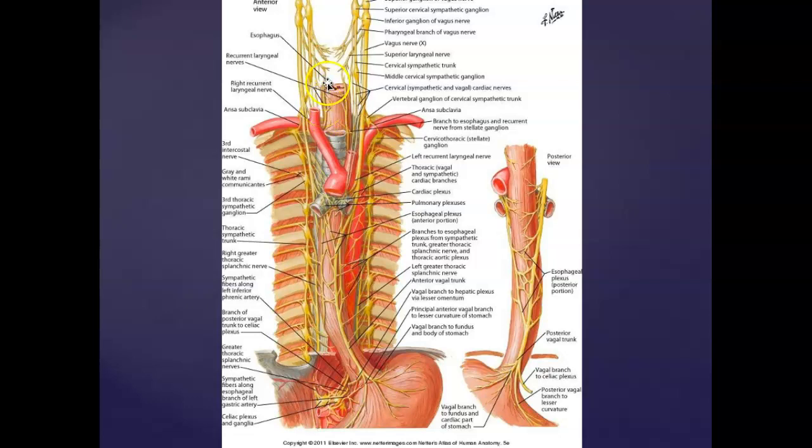Just like on the left side, it will become the recurrent laryngeal, and then a little further up becomes the superior laryngeal nerve, again going towards the larynx, supplying most of the motor innervation for the muscles for phonation at the larynx. The recurrent laryngeal nerves, again, you can see on either side of the esophagus coming up toward the larynx.